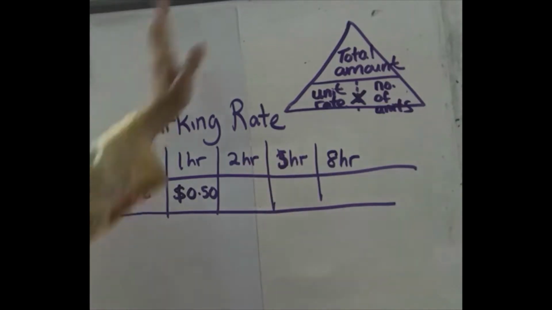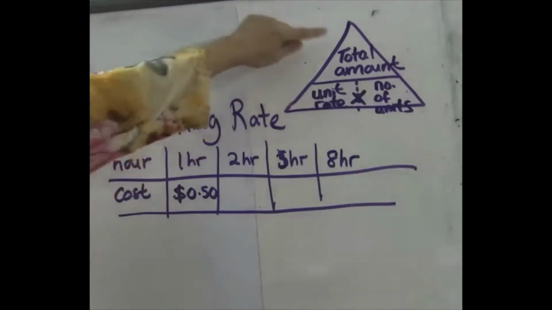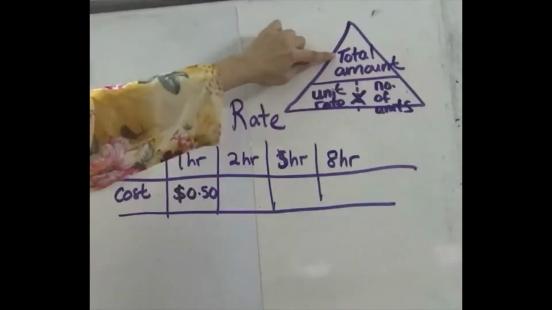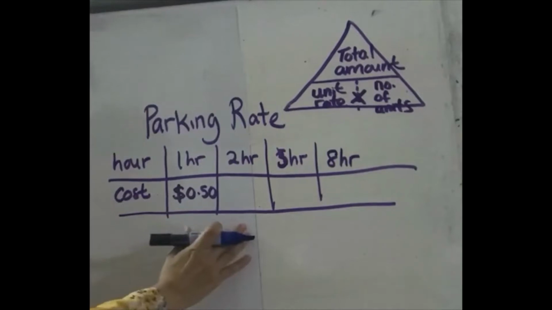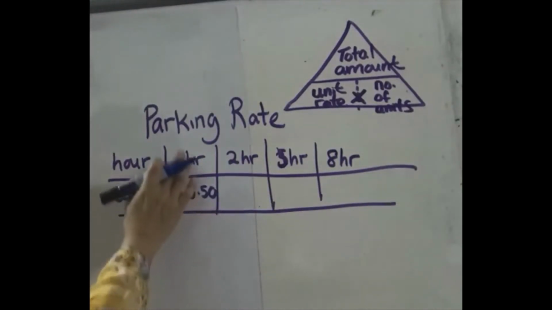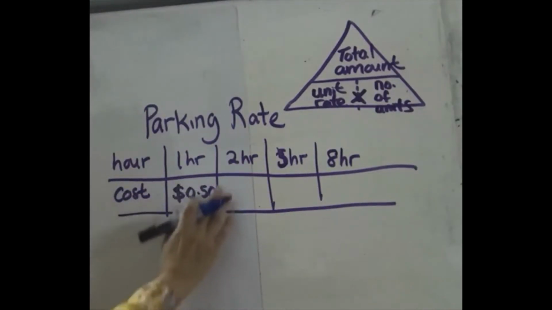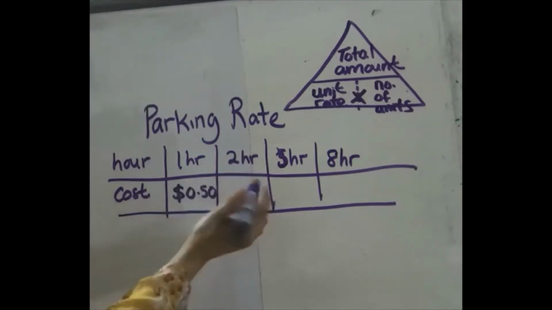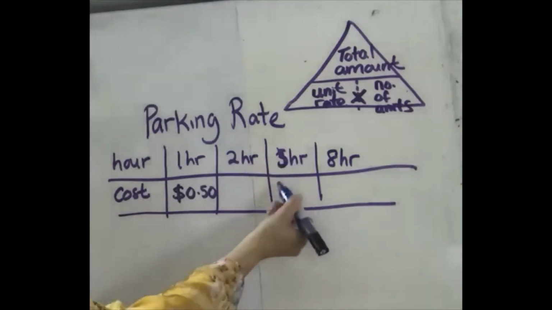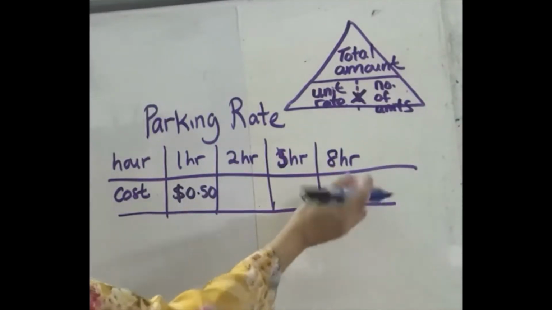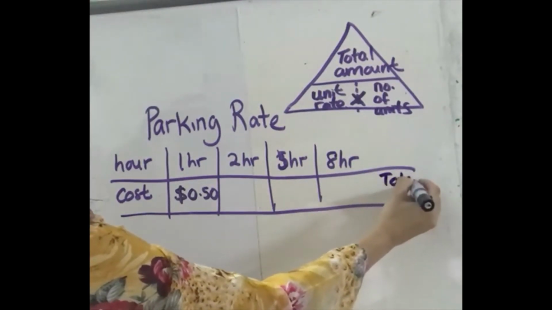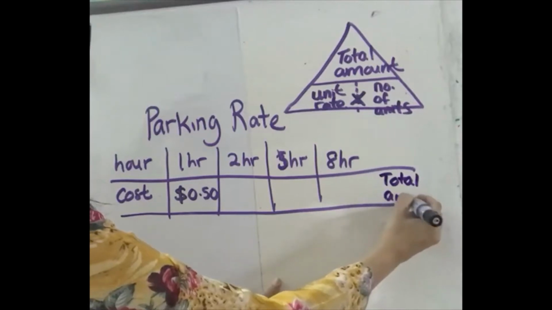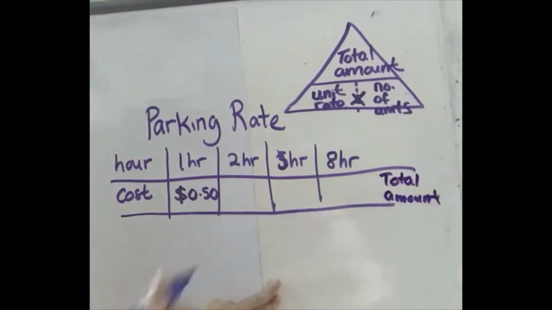Okay. Before that, remember the formula. We have a triangle here. This is the total amount. What do we mean by total amount? After 1 hour, how much do you pay? All together, how much do you pay? After 2 hours, what is the total? After 5 hours, what is the total? After 8 hours, so this is called the total amount.